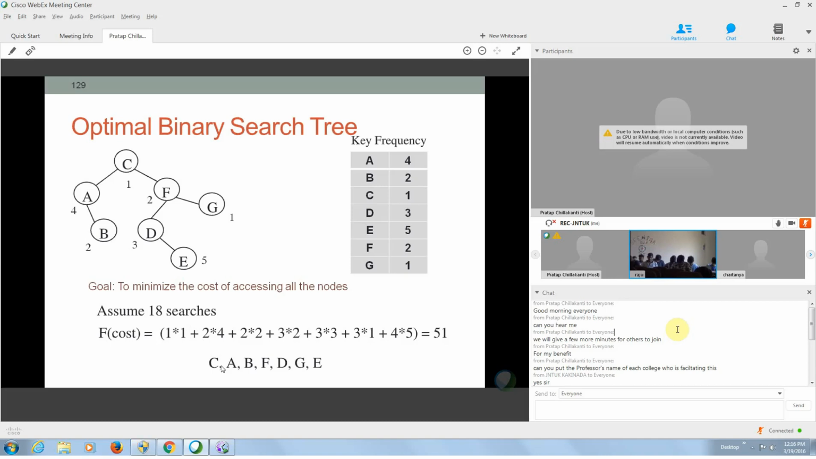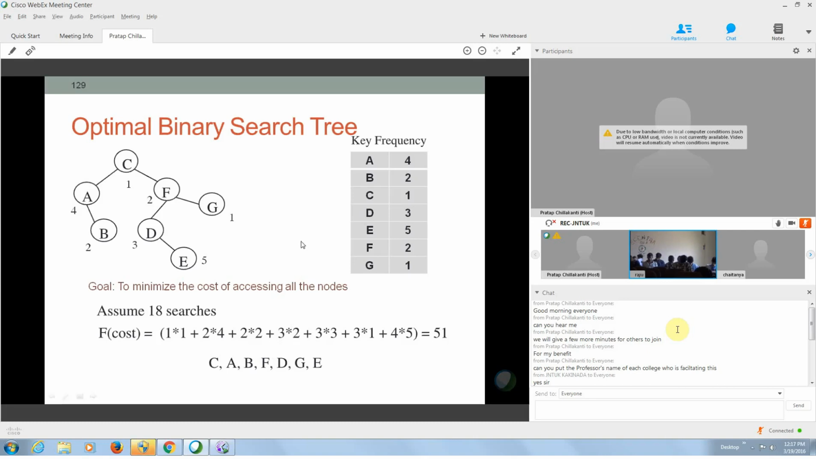Then after C you are accessing A. So where is A? A is at level 2. And how many times is A accessed? Frequency is 4. So you get 2 times 4. One more we'll do and then we'll move on. B. B is at level 3, and B is accessed 2 times, so you should say 3 times 2. Like that you compute the cost.